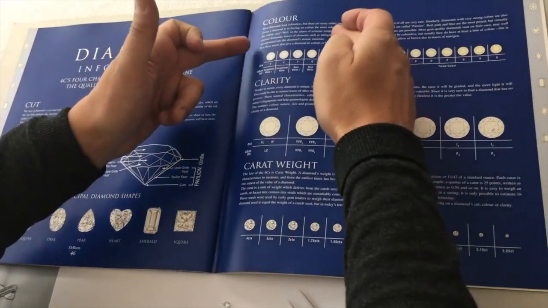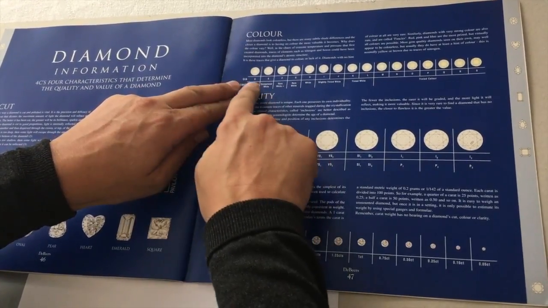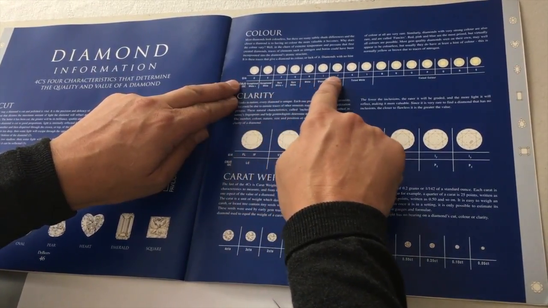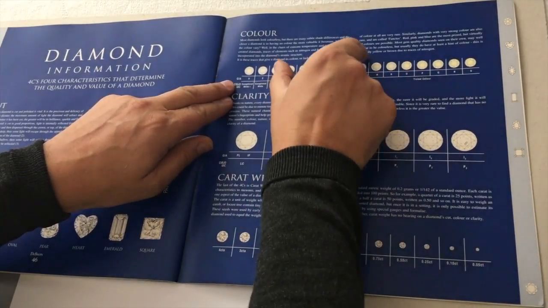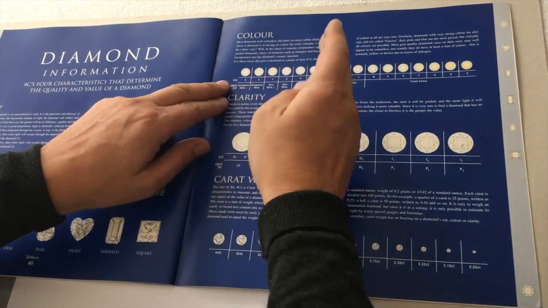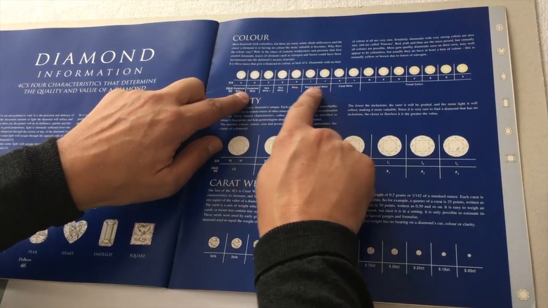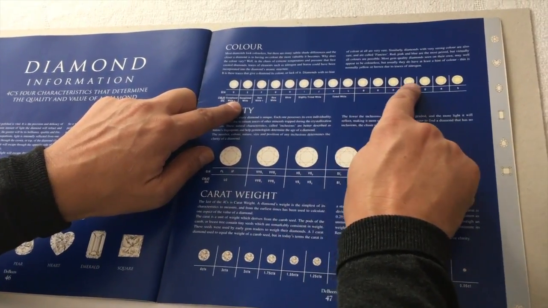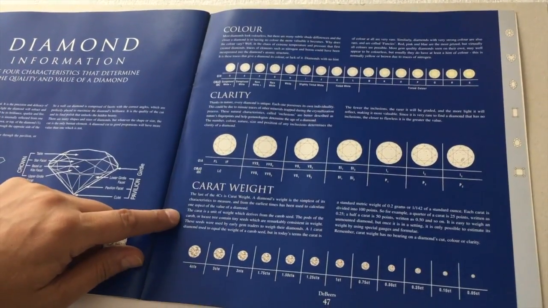Over here, the top here, we've got colour. Now one side we've got D, which is the whitest, purest colour, and as it comes up the scale here, it becomes more tinted. So your kind of core standard range is probably your E or F, EFG I would say, which are colourless, beautiful quality. As you move above H, it starts to become more tinted. But colour, basically very important to the value of the diamond.